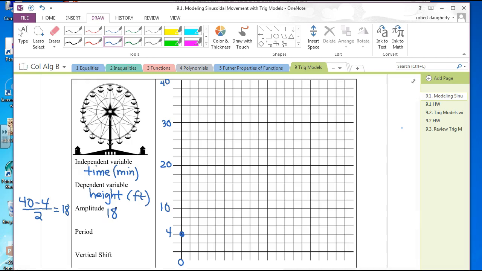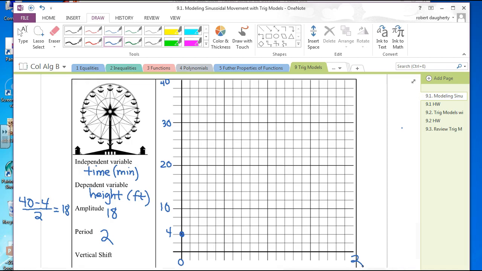Now, how do I figure out the period? The period is the time it takes until it starts repeating. What does the problem tell me? 2 minutes for it to repeat. So the period is 2. Okay. So what I'm going to do here, I'm going to count 1, 2, 3, 4, and I'm going to call that 2. That's the end of my period.